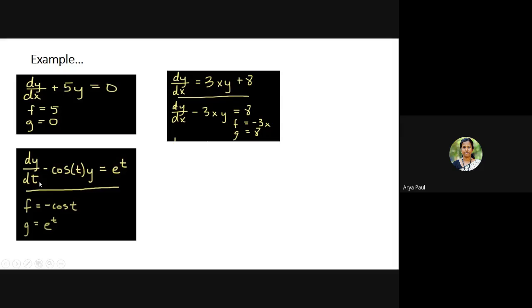And here in this particular example, t is the independent variable, and we are differentiating y with respect to t. So f and g are both functions of the independent variable t. I hope this much is clear.